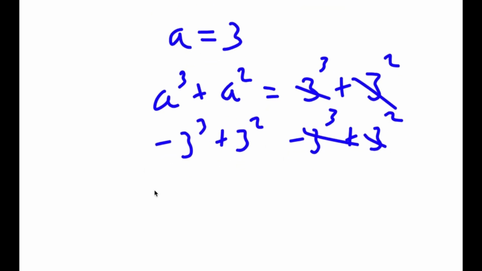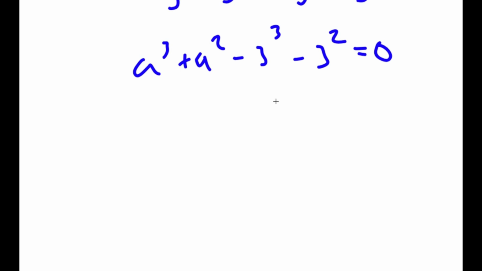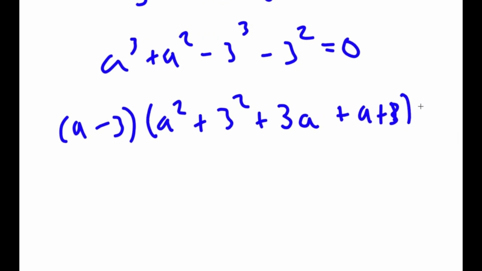So these two cancel out. I get a to the power of 3 plus a squared minus 3 to the power of 3 minus 3 squared, sorry, is equal to 0. Now I can rewrite this to be in the form a minus 3 times a squared plus 3a plus 9, plus a plus 3 is equal to 0.